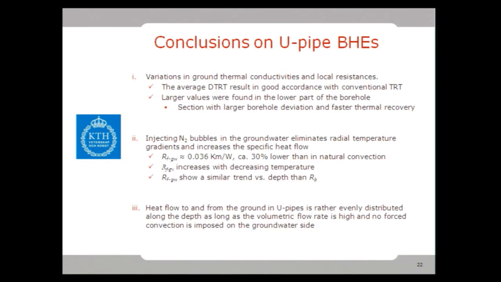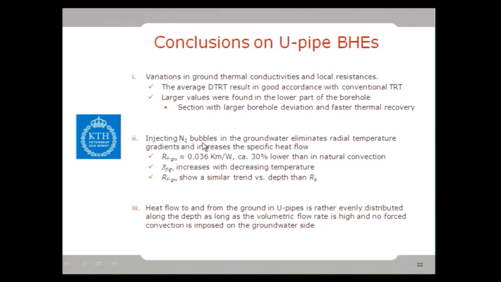There are larger thermal conductivities found at the lower part of the borehole as compared to the upper part. And this was in some way indicated by the faster thermal recovery of the ground. And some indications of the borehole deviation were also observed, indicating that the ground might change after a certain point in the borehole.